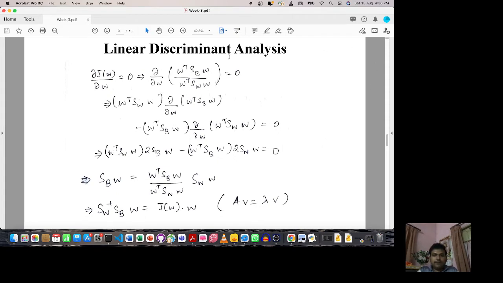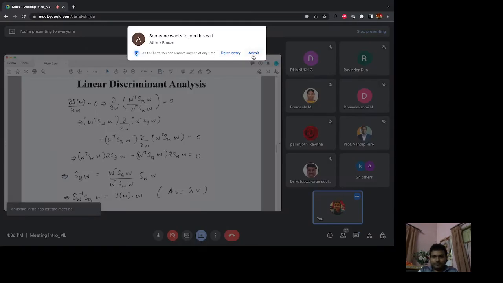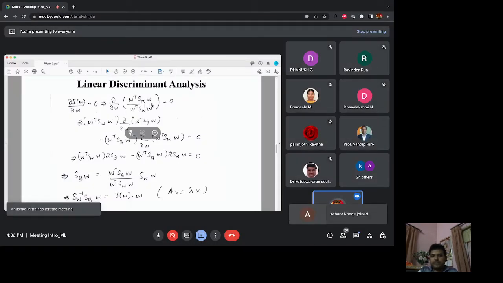Setting that, we have W transpose SB W by W transpose SW W, and we take a derivative of that and set it to 0. Okay, I know this may not be very clear to all of you, but can somebody tell me the dimension of the numerator or the denominator, or both of them? What is the dimension of W transpose SB W? Let's say W is m cross 1 and SB is m cross m. What is the dimension of W transpose SB W?